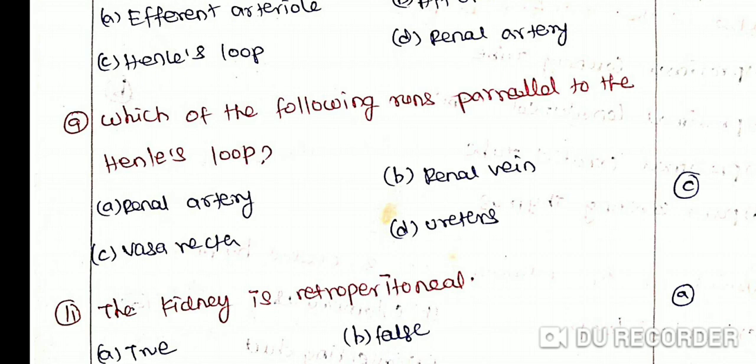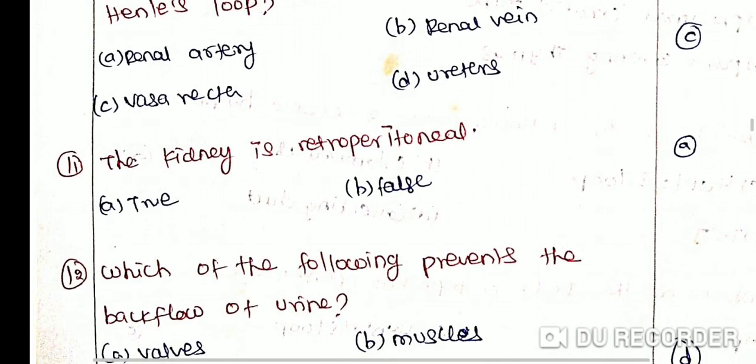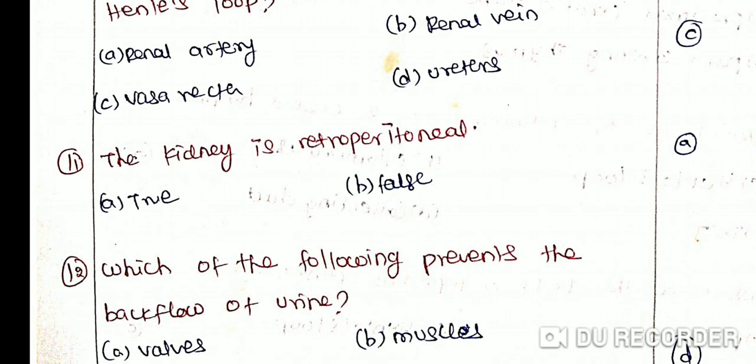Explanation. A minute vessel of peritubular capillaries runs parallel to the loop of Henle, forming a U-shaped vasa recta. Vasa recta are absent or highly reduced in cortical nephrons. Next question.